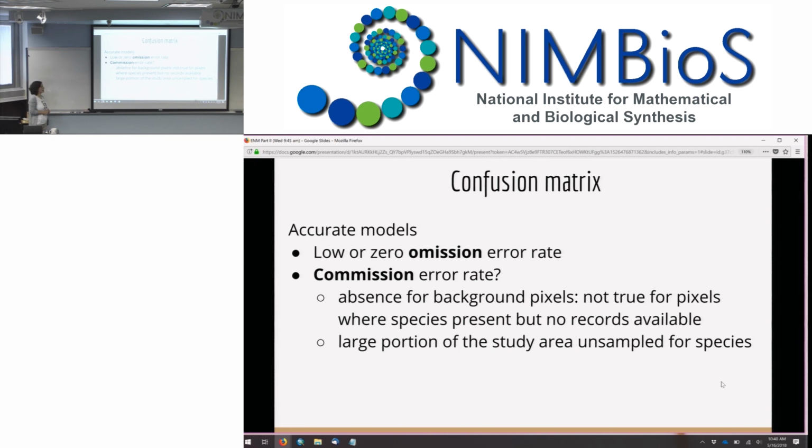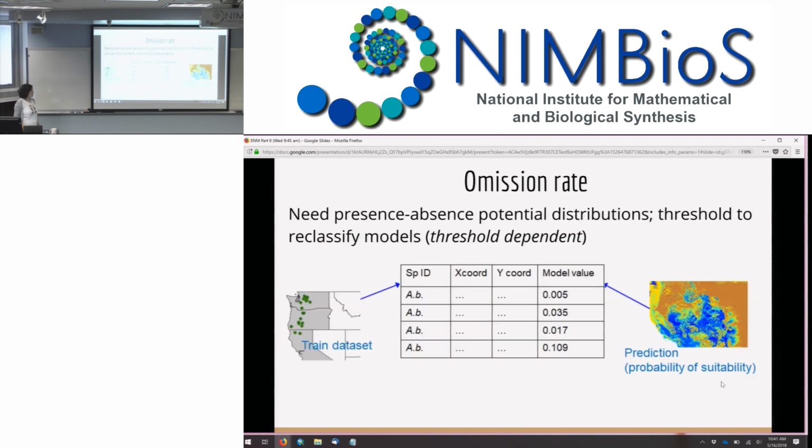So commission error is an interesting beast to deal with when we don't have absence data, when we work with background. Because a commission error of 40% or 0.4, meaning 40% of my background is predicted present, versus 70%, or 0.7, which is 70% of my background is predicted present, I don't know exactly where that limit is. So dealing with commission error rate is not that easy when we don't have absence data.